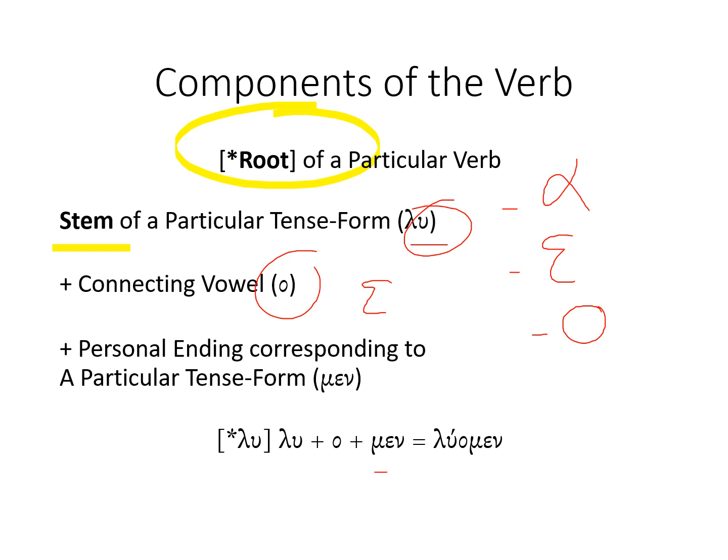Then we add the personal endings. We need to remember that personal endings don't change. There's no contraction with those in relation to these various combinations of stems and connecting vowels that we'll look at. So these personal endings are stable, and again, memorize those as we progress.